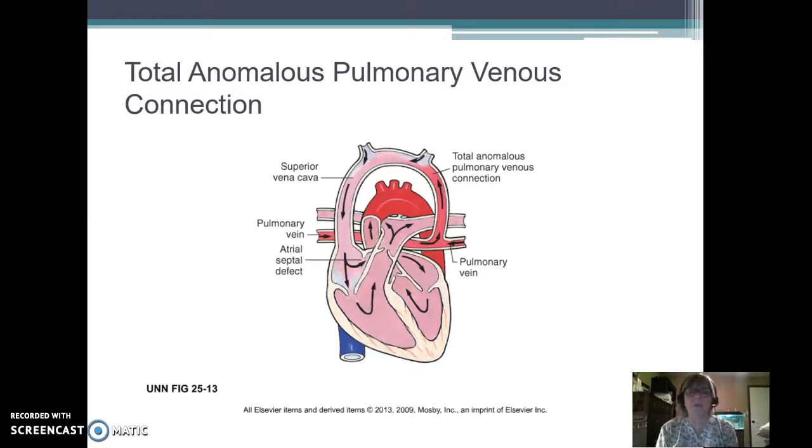Total anomalous pulmonary venous return. So from the lungs, there are 4 veins that return to the left atrium. Total anomalous means they all 4 go to the wrong places. None of them go where they're supposed to go. How bad this is depends on where they go to. But usually it's pretty bad. Some of them may actually be too short to get them where they need to go. And so now we've got to add in baffles that are not natural, which means you're at risk for clotting, which means we're putting you on anticoagulants. And we're talking about neonates.